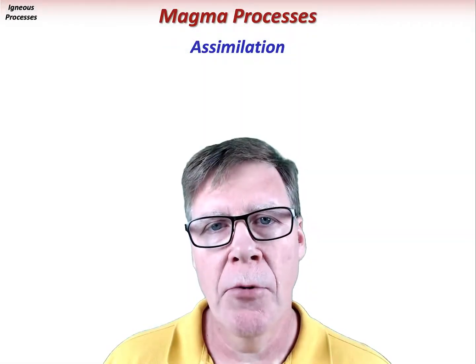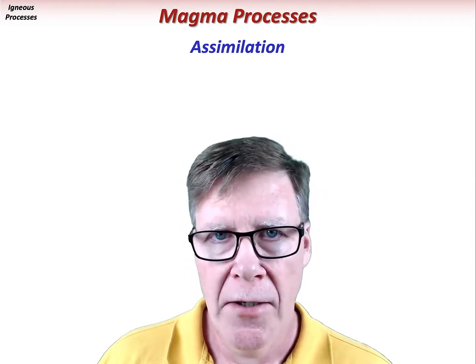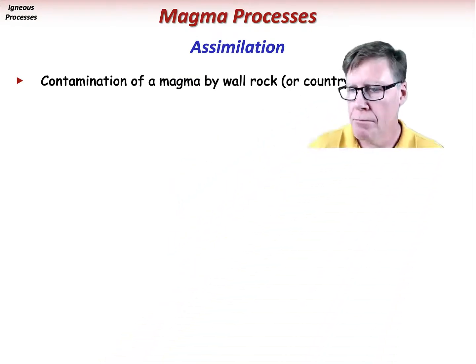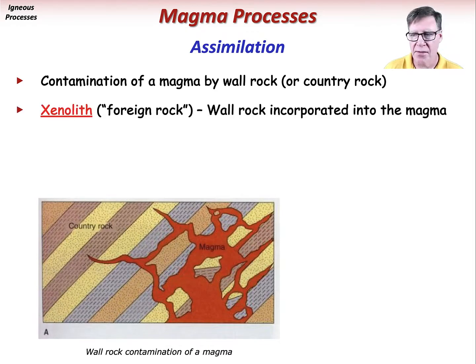As magma moves upward, it may interact with the surrounding wall rock or country rock, and may result in the contamination of the magma. As the magma works its way into cracks and fissures, fragments of the wall rock may be incorporated into the magma. These fragments have many names, but are commonly called xenoliths, which means foreign rock.